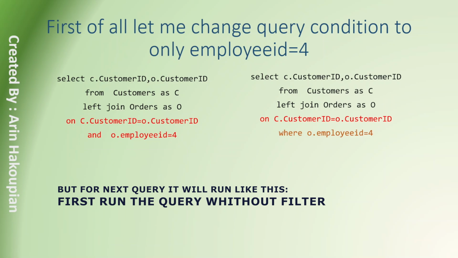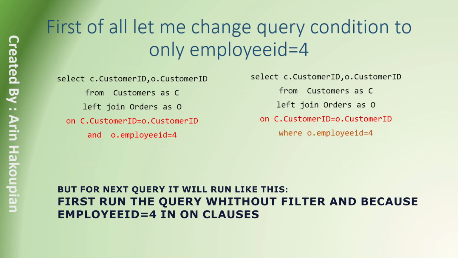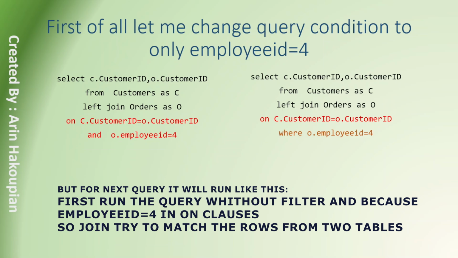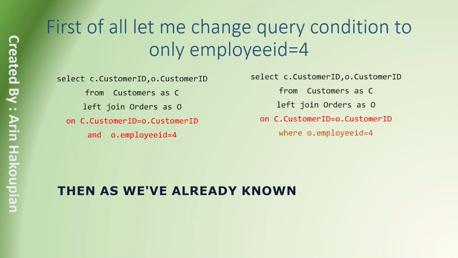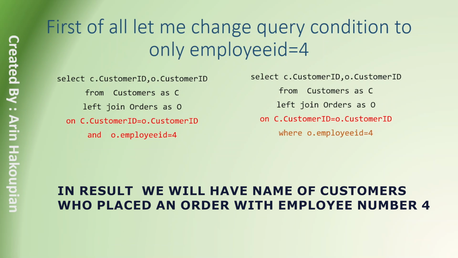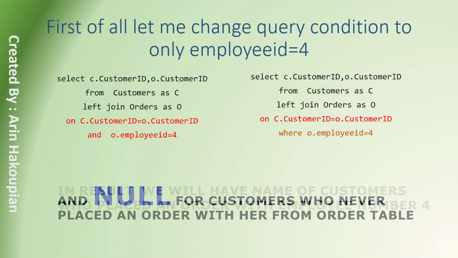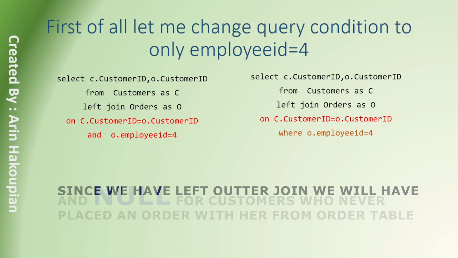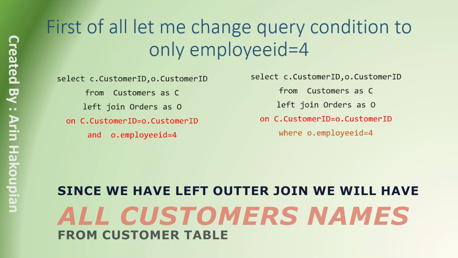But the next query will run like this. First, run the query without filter, and because employee ID equal 4 is in the on clause, the join tries to match the rows from the two tables. Then, as we've already known, there are 16 customers who never placed an order with employee number 4. In the result, we will have the names of customers who placed an order with employee number 4, and null for customers who never placed an order with her from the order table. And since we have a left outer join, we will have all the customers' names from the customer table.